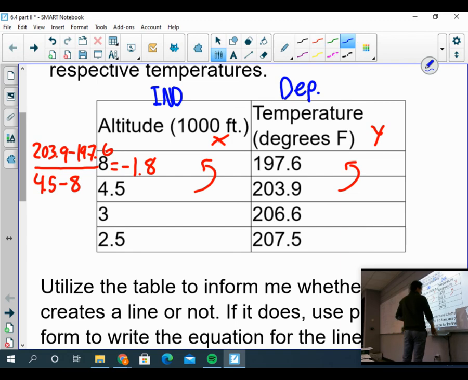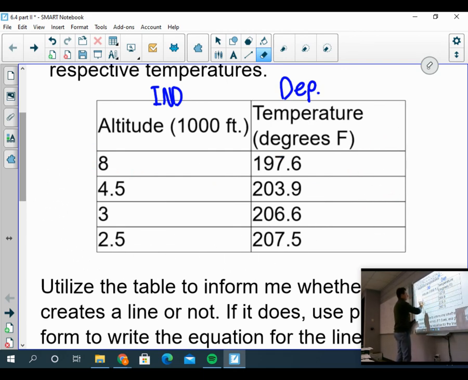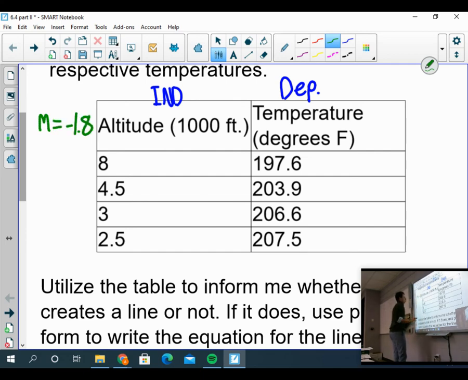If I do the same thing, 206.6 minus 203.9 and 3 minus 4.5, you will get the same slope of negative 1.8. In fact, if you go from any y value to any other y value, and you do the same thing with the x's, you will get that consistent slope of negative 1.8. And you probably tried a few more points than I did, which you should, just to speed up the process. The slope turns out to be negative 1.8, as you saw in our first example, and it is consistent for the others. So the last step, how do we write that equation of a line?